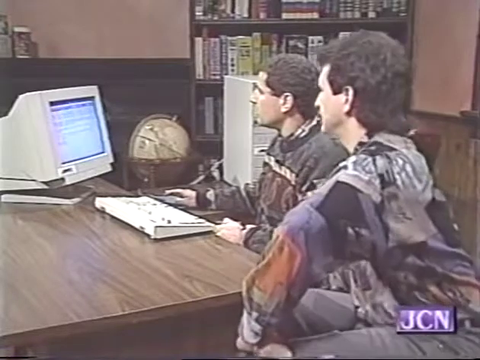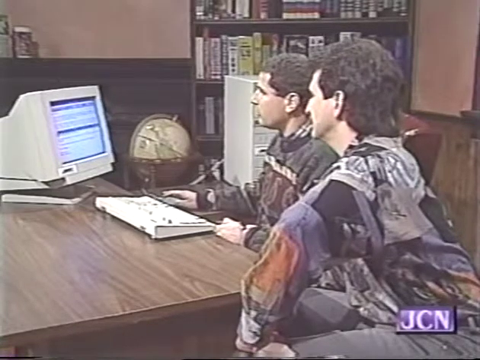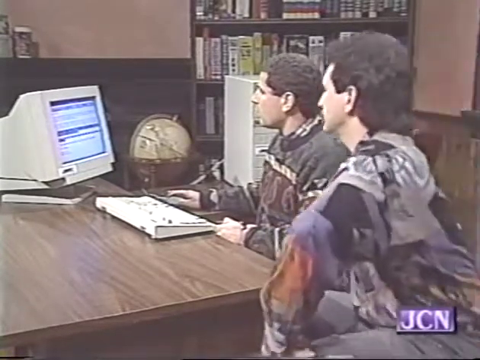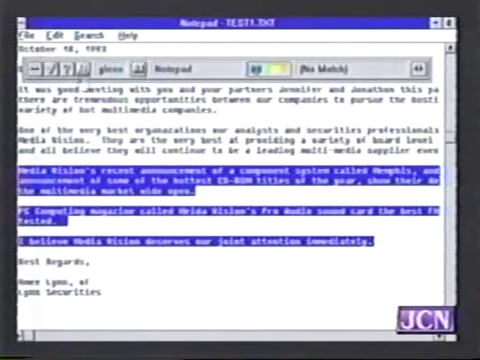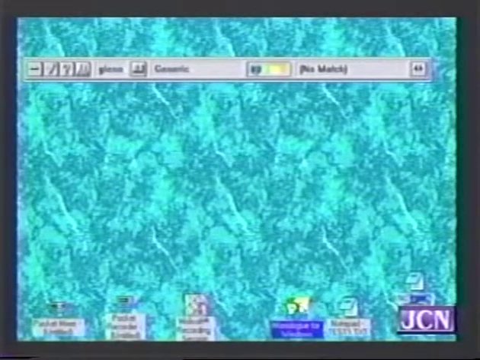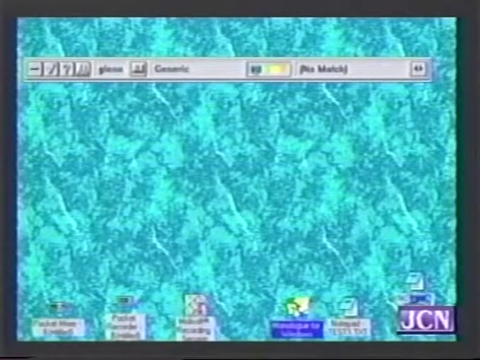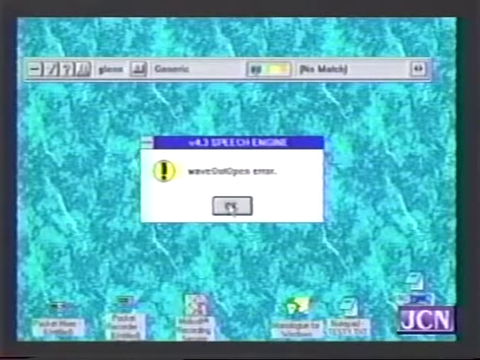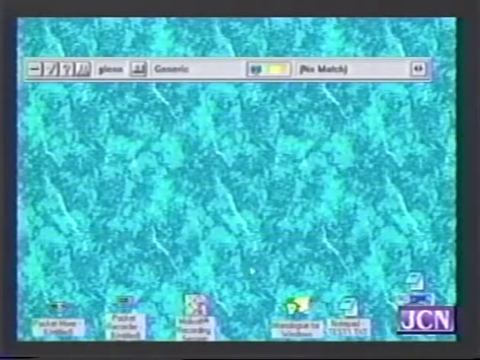And so let's say, for instance, we wanted to take a look at the text-to-speech portion of this. And we'll just highlight this section here. Okay. And this is actually going to play this right now. Yeah, this is going to play it. So what we'll do is we'll come up here and we'll say, put this onto the clipboard by saying copy. Okay. And we'll close this up, and we'll come over here to what's called Monologue for Windows. All right. And we'll press the right button. All right. And we have a wave out open error.